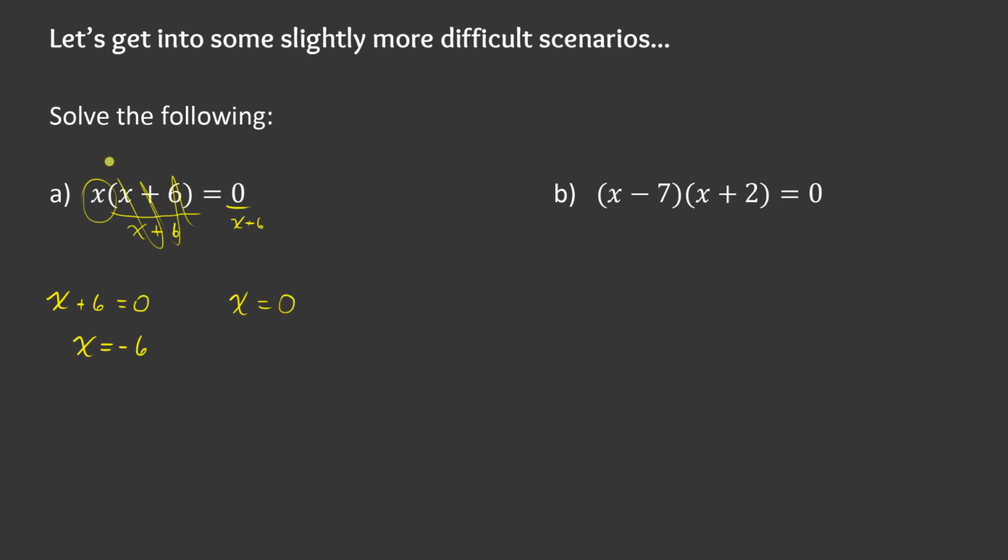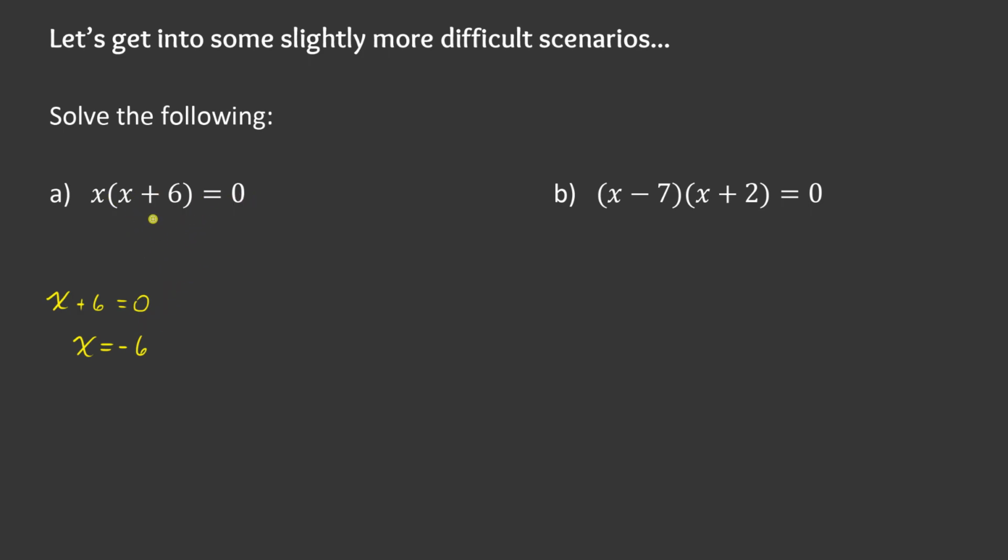So that means that either the x was the 0 to make this multiplication equal 0, or the x plus 6 was equal to 0 to make this multiplication equal to 0. A little bit confusing, a little bit complicated, but it all comes from that multiplication fact of how you get 0 when you're multiplying.